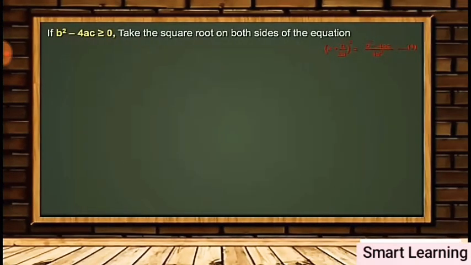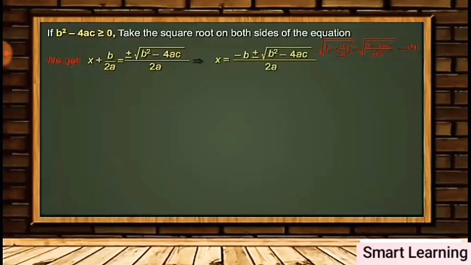If b² − 4ac is greater than or equal to 0, take the square root on both sides of the equation. x + b/2a is equal to plus or minus √(b² − 4ac)/2a. This gives x is equal to (−b ± √(b² − 4ac))/2a.